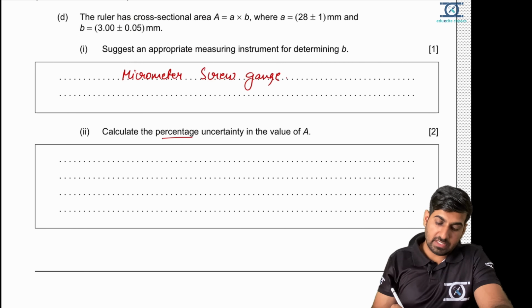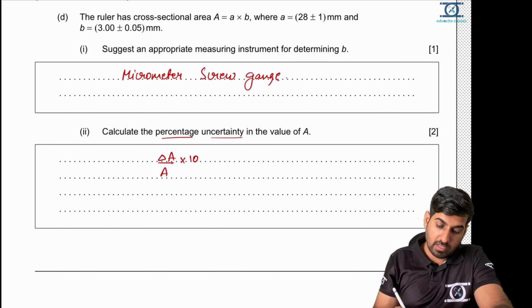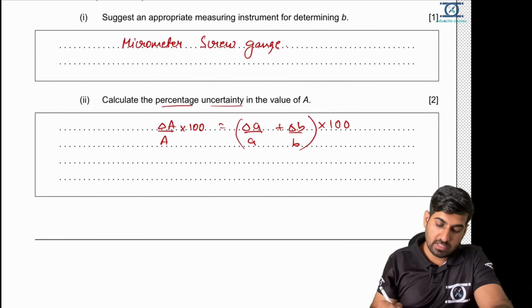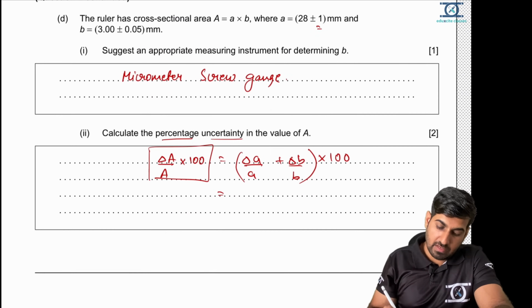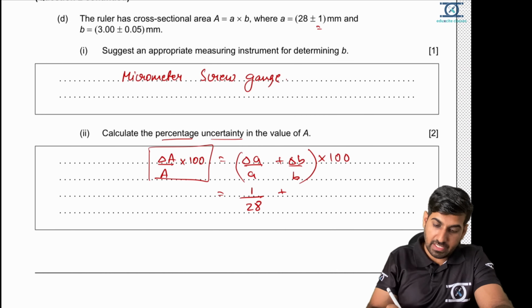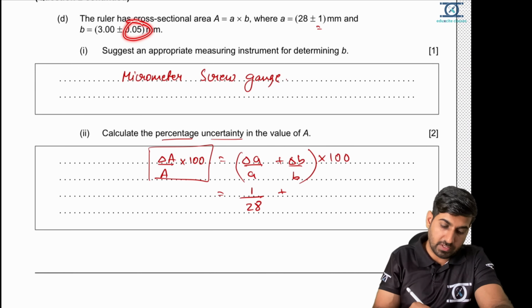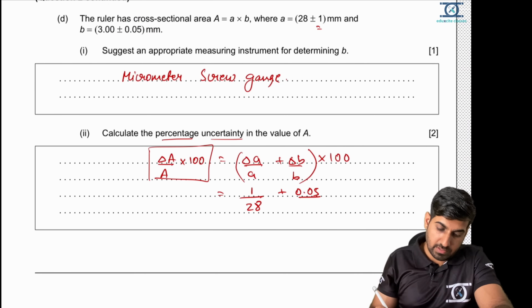Now we have to find out the percentage uncertainty. Now we know that percentage uncertainty is delta A over A into 100. Now A is a into b, so that will be delta small a over small a plus delta b over small b into 100, because we have to find out percentage. Now delta a is nothing but 1 mm. So 1 by 28 plus, always uncertainty gets added, so delta b is 0.05 divided by 3, times 100.